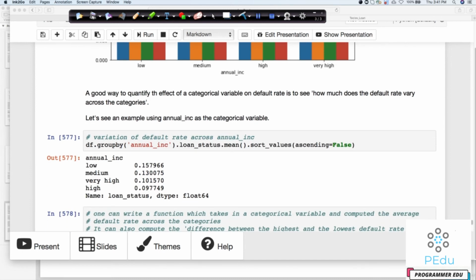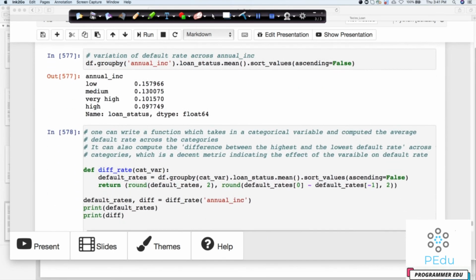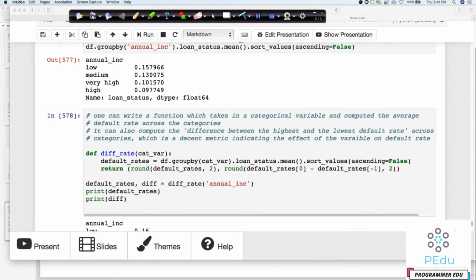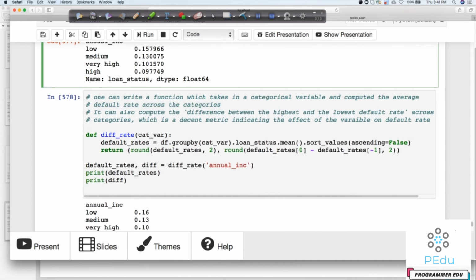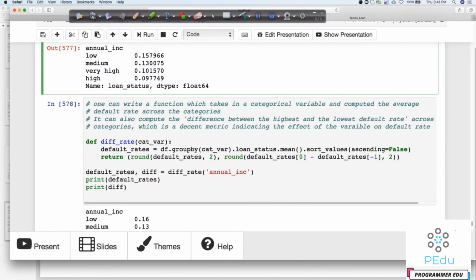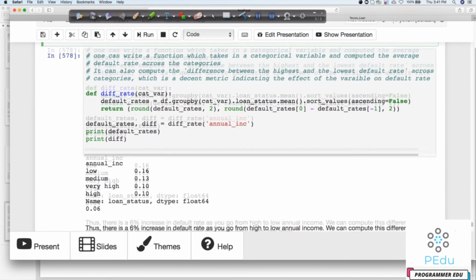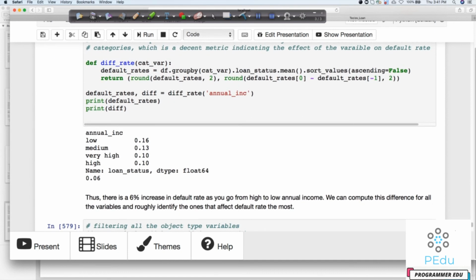So what we can do is, let's say I want to look at the annual income and see what the loan status mean value is for low, medium, high, and very high. So this is the value. Now maybe we can subtract low and high, and we'll get how much it is increasing or decreasing in that case. For that we have written a function. What this function is going to do is exactly this part: it is looking at the minimum and maximum and subtracting them.